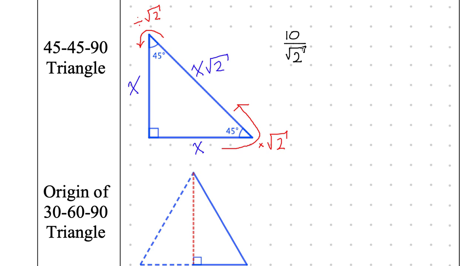Multiply by the square root of 2 over the square root of 2. There it is. So do that. If I multiply by the square root of 2 over the square root of 2, the top is 10 square root of 2. I mean, you just squish them together. The bottom, though, is the square root of 2 quantity squared.